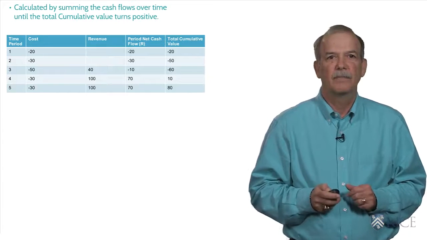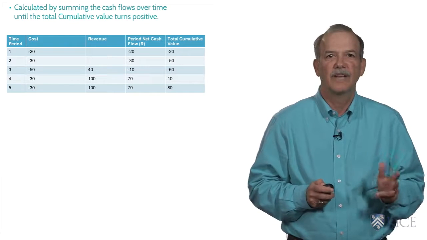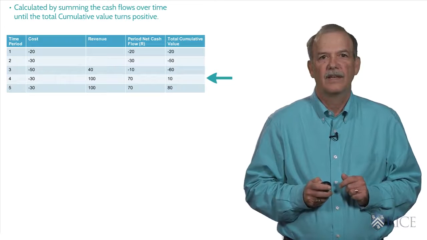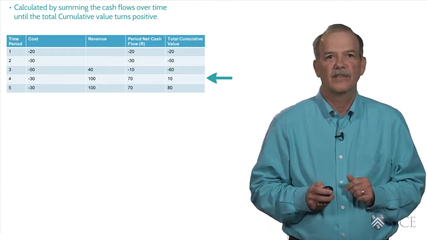Finally, we estimate the payback time as the period when the total cumulative cash flow goes from negative to positive. In this case, it's period 4. It's simple and tells us how long it takes to become net positive on cash.